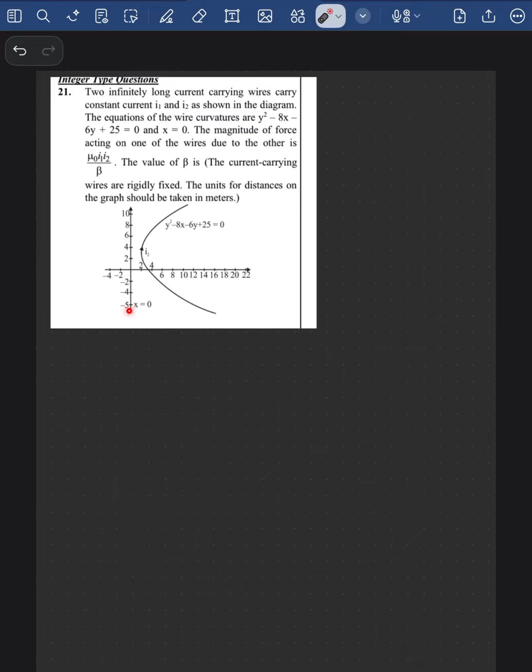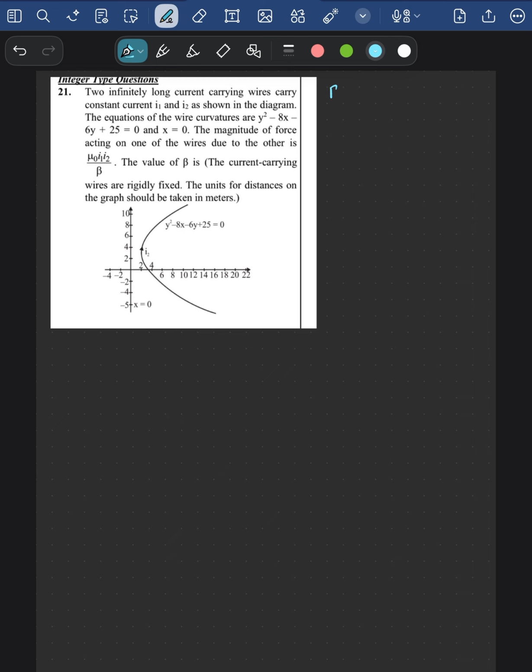So once again, these are your two infinitely long current carrying wires. One is a straight current carrying wire, the other one is a parabolic wire. We basically need to calculate the force acting between them and give the answer in this form. This question can be made slightly easier if we take care of the equation of the parabola first. So that's how we'll start attempting this.